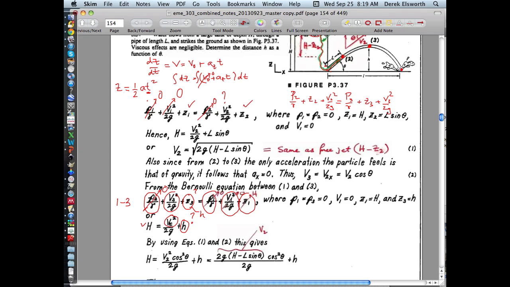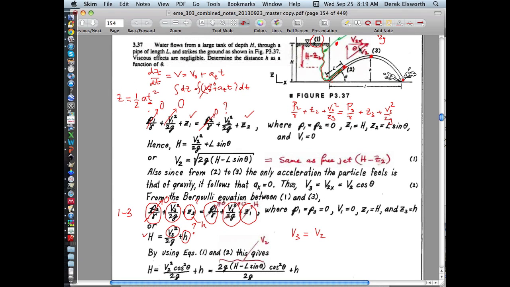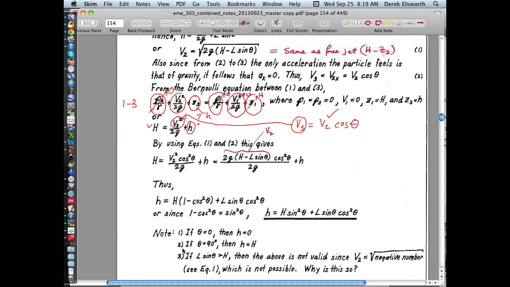This velocity here is the horizontal velocity as it leaves the nozzle. If the horizontal velocity as it leaves the nozzle is the same as the streamline velocity here, then we have a value for V3. So V3 is equal to V2, what would it be? V2 cosine theta. Since we know V2 in an absolute manner, we can substitute that for V3. Then in this expression, the only thing we don't know is h, and we should be able to solve for h, which is kind of complicated, but that's the principle.